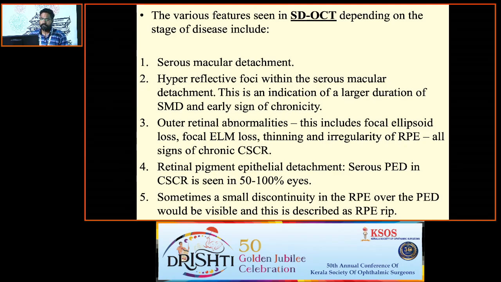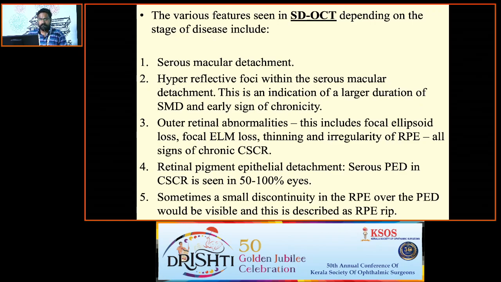The various features seen in SD-OCT depend on the stage of the disease, and they include serous retinal macular detachment, especially in the acute phases. Then hyperreflective foci within the serous macular detachment. These are indicators of chronicity and indicate a longer duration of fluid in these patients. Outer retinal abnormalities again are signs of chronicity and include ellipsoid zone and ELM deficits, as well as staining and irregularity of the retinal pigment epithelium.